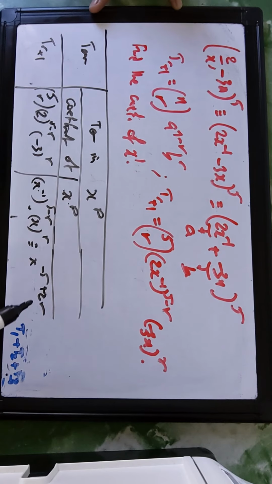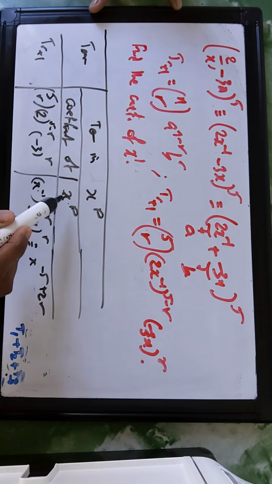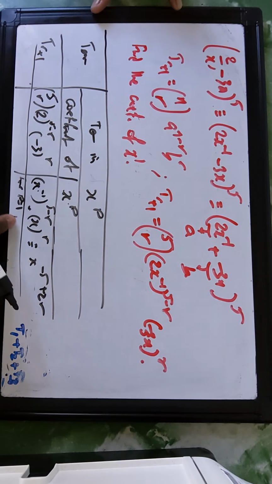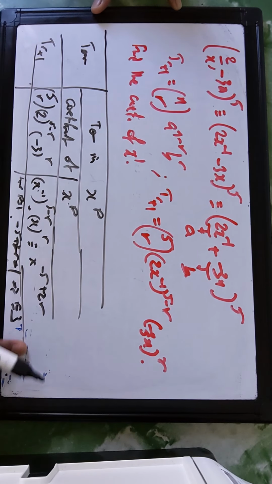Now you're required to find x to the power 1. So for p equal to 1, we have minus 5 plus 2r equal to 1. So in this case we have r equal to 3. Minus 5 plus 2r equals 1, so 2r equals 1 plus 5, equal to 6. Divide by 2, r equals 3.